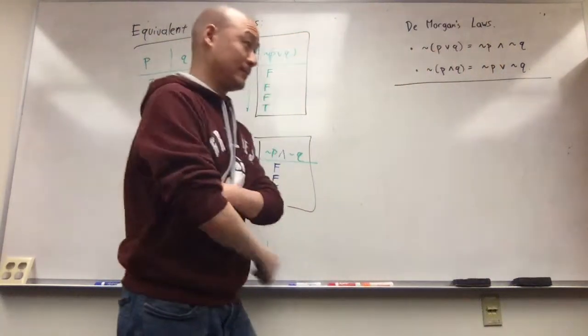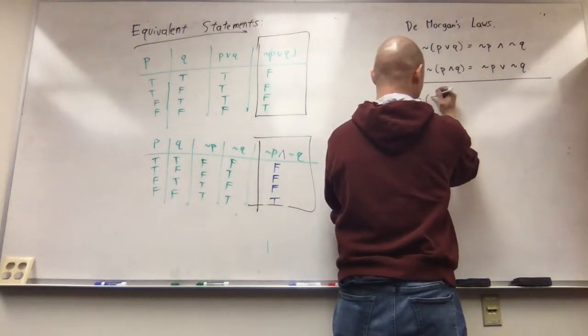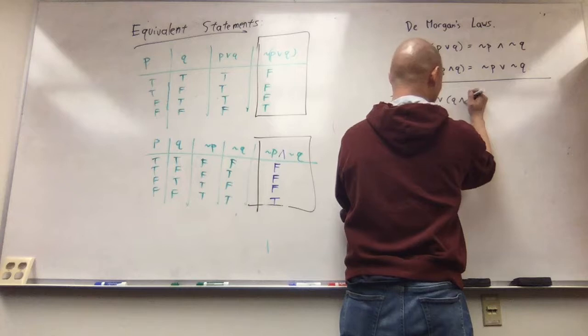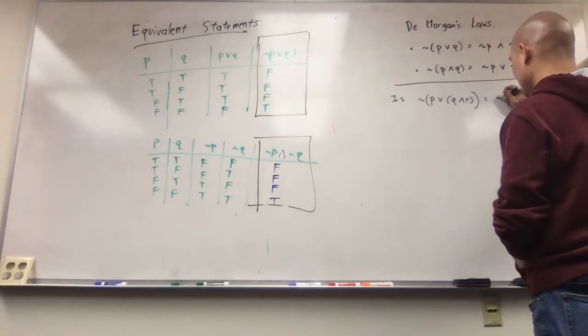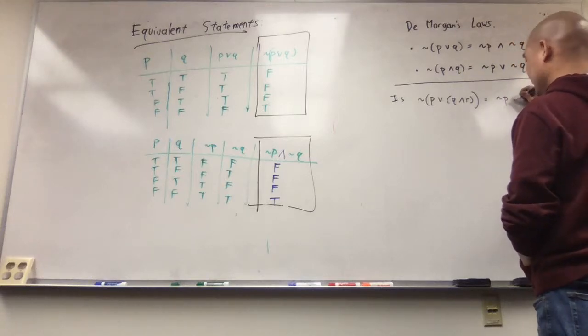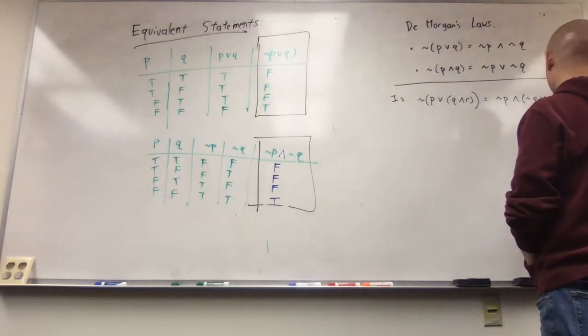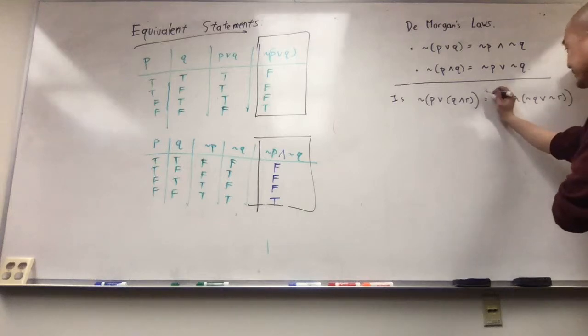So let me give you an example. Is not (P or Q and R) equal to not P and (not Q or not R)? So, are these things equivalent?